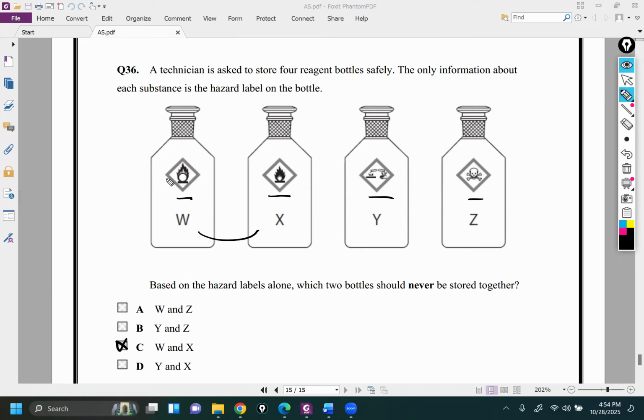This is an oxidizing agent. It can provide oxygen and this is highly flammable. Suppose any organic compound. If they are in the same cover, there is a high risk that they may catch fire. So they cannot be stored together. So the correct option in this case is option C.